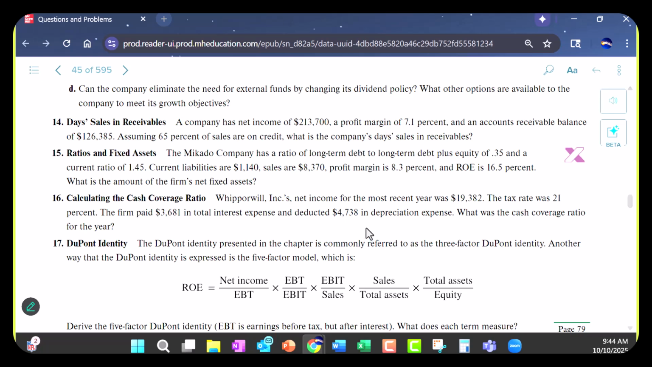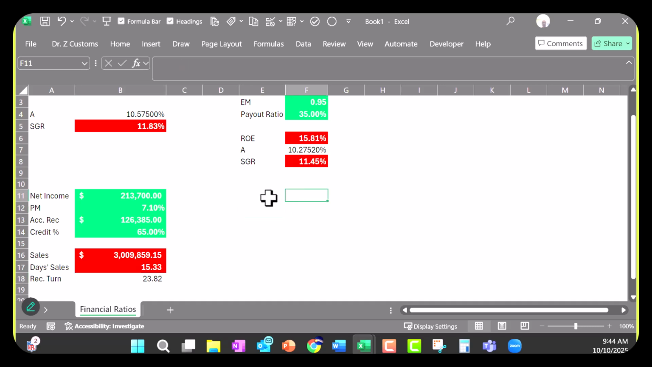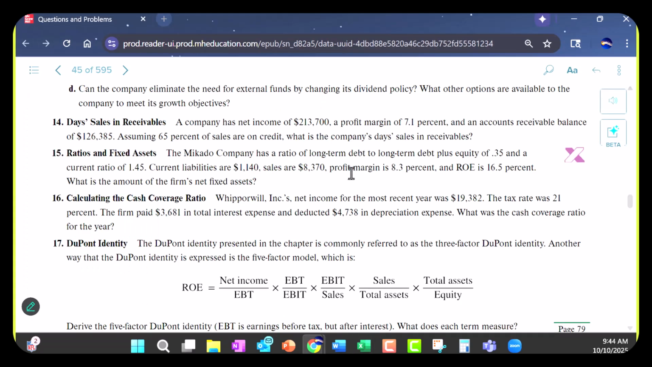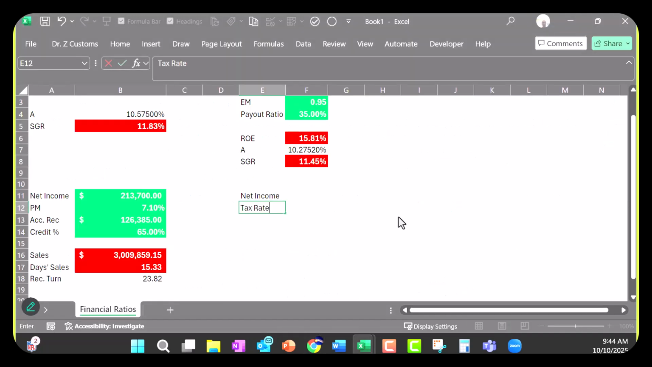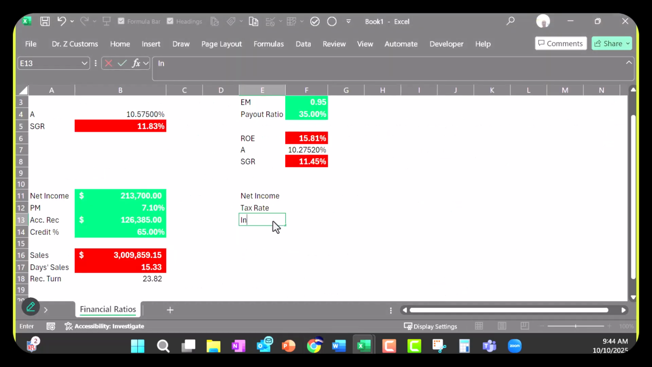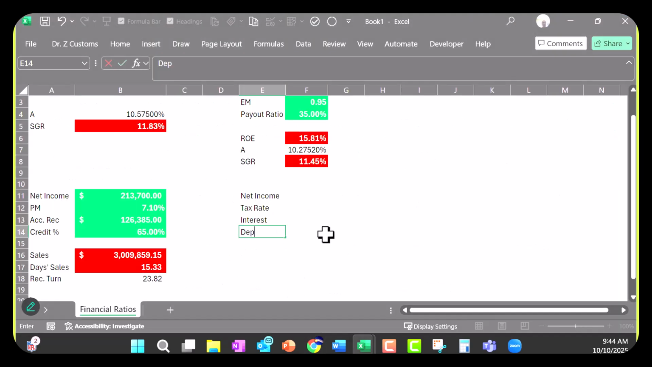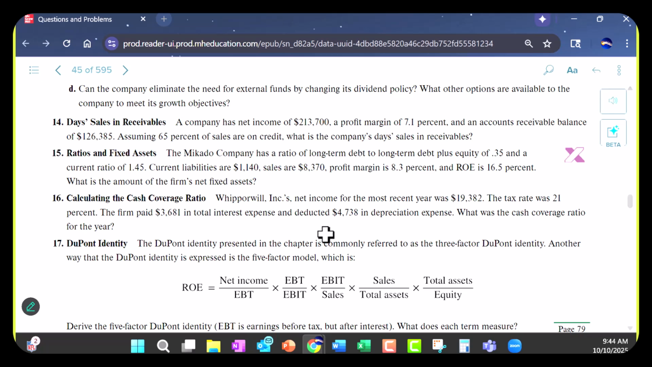Let's worry about this. The cash coverage ratio. Okay. We have the inputs: net income, tax rate, interest expense, and depreciation. Okay.